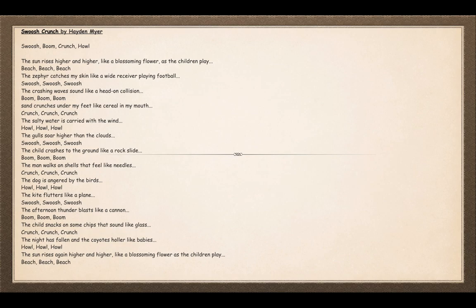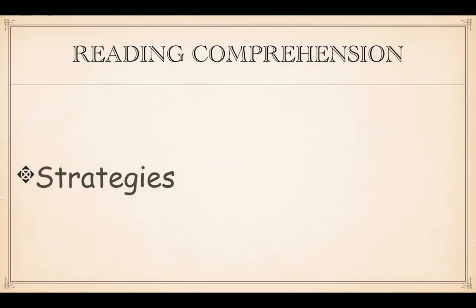Crunch, crunch, crunch. The night has fallen and the coyotes holler like babies. Howl, howl, howl. The sun rises again, higher and higher, like a blossoming flower as the children play. Beach, beach, beach.